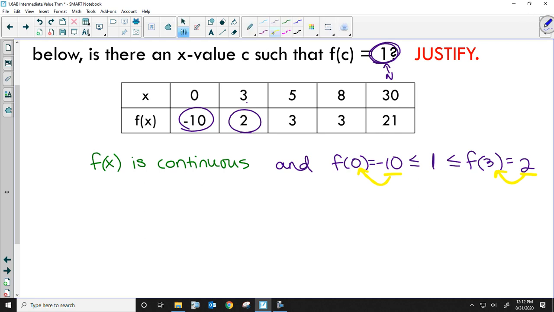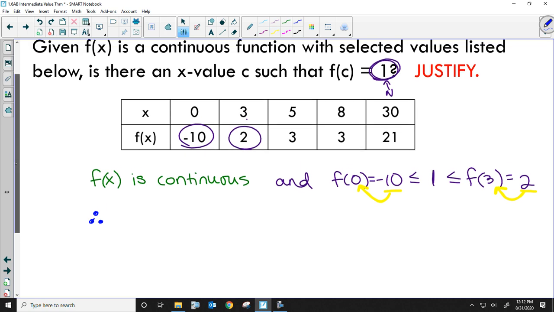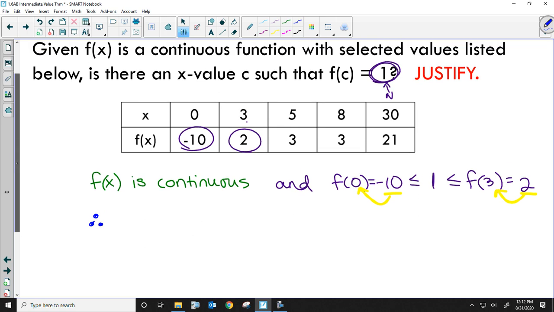All right, now those conditions have been met, so now I can make my conclusion. My 3 little dots. And I'm literally just going to regurgitate what the question was asking. There is an x value c such that f of c equals 1.